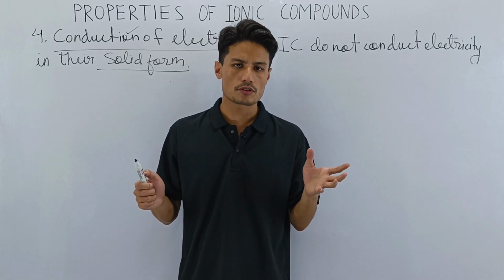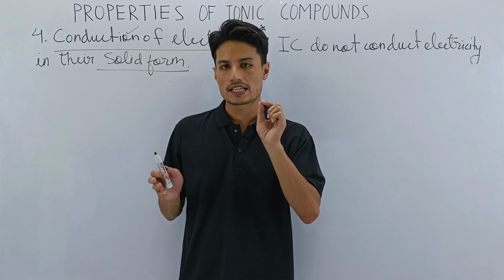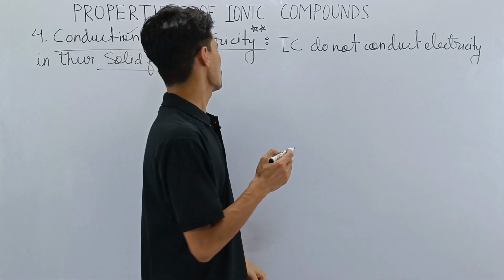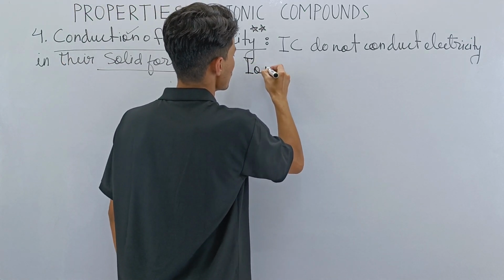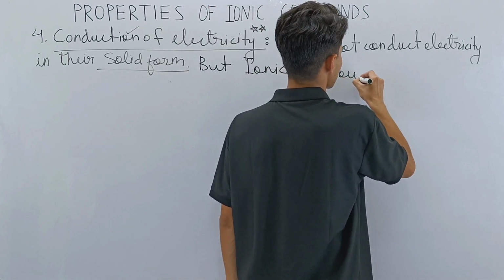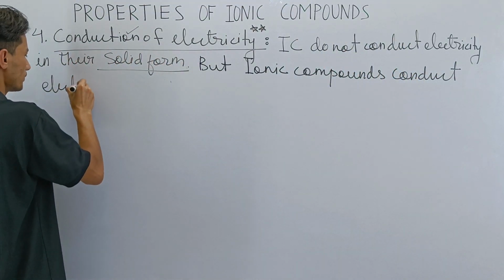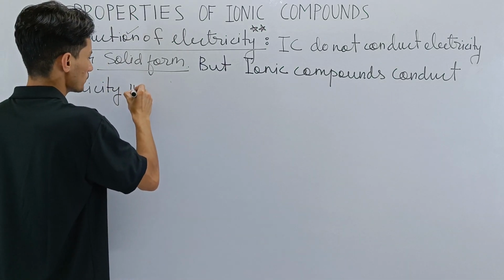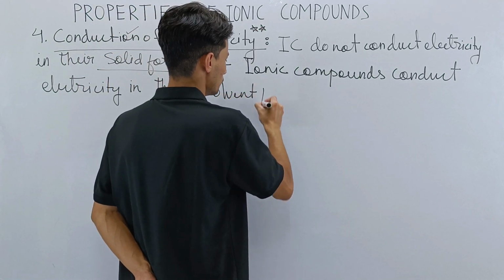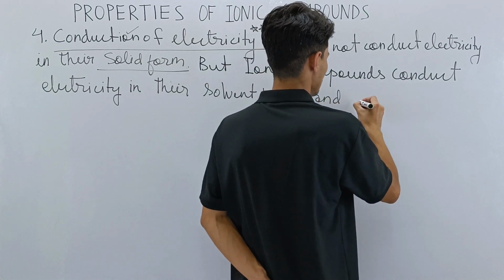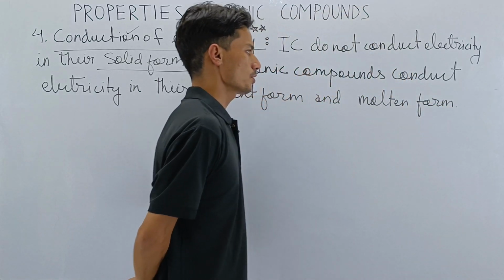Okay, so then will they ever conduct electricity? Like I told you earlier, it's 50-50. In the solid form they do not conduct electricity, but they will conduct electricity in their solvent form and in their molten state. So ionic compounds do not conduct electricity in the solid form, but ionic compounds conduct electricity in their solvent form and molten form. Okay, so let me explain this one.